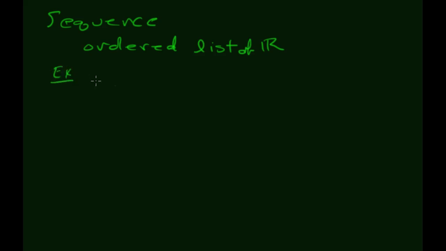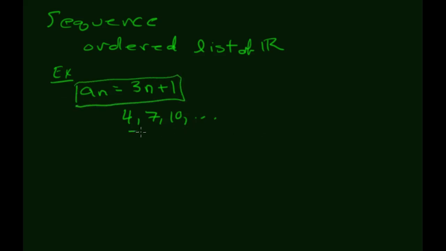Let's do a couple quick examples. So I can describe a sequence as a sub n is equal to 3n plus 1. So we start counting with 1 as the n. So this sequence would be 3 times 1 is 3 plus 1 is 4. 3 times 2 is 6 plus 1 is 7. 3 times 3 is 9 plus 1 is 10, and so forth and so on. So this is an explicit description of this sequence.